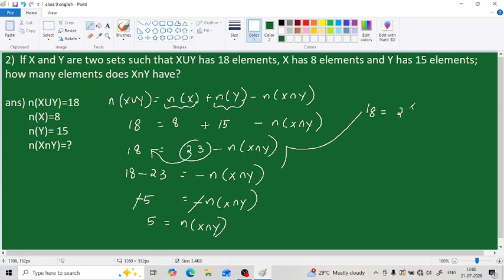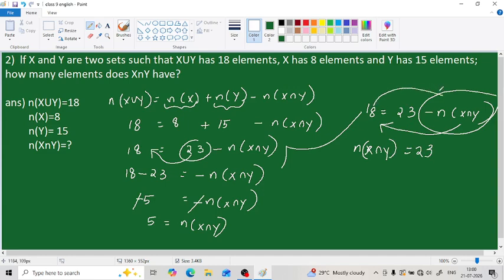18 equals 23 minus n of x intersection y, isn't it? So n of x intersection y is moved to this side, then it becomes positive here. Here there is 23, and this 23 is moved to this side, then it becomes minus, and the 18 is moved to this side, then it becomes minus 18. So n of x intersection y equals 5.